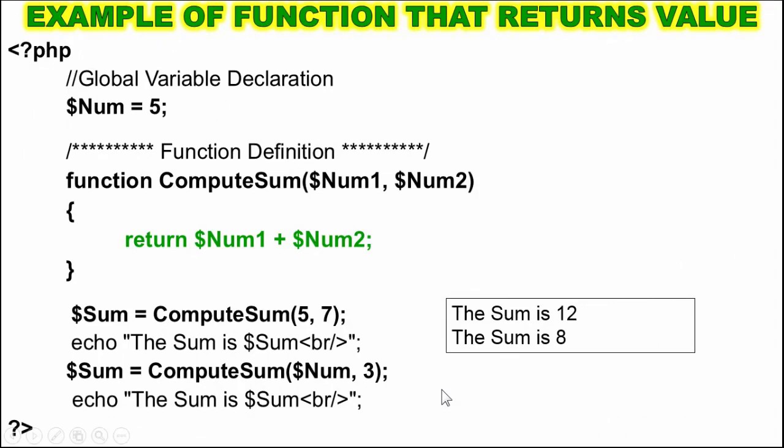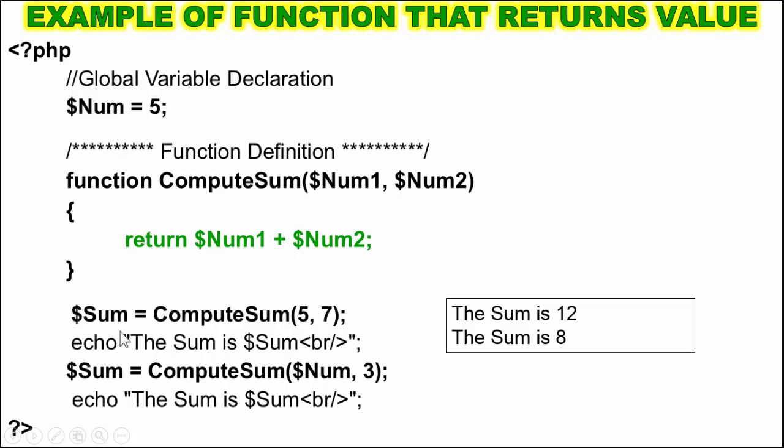Example of a function that returns a value. The function computesum has two formal parameter variables, $num1 and $num2. The body of the function has a return statement. It returns the sum of the two passed values to the calling code.